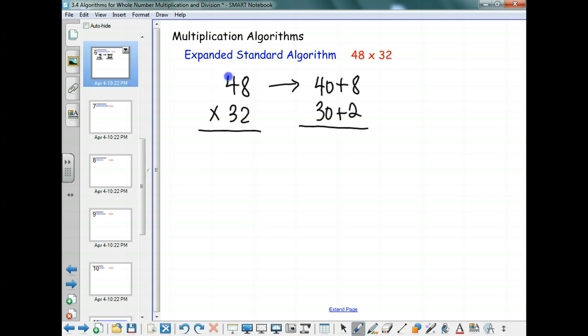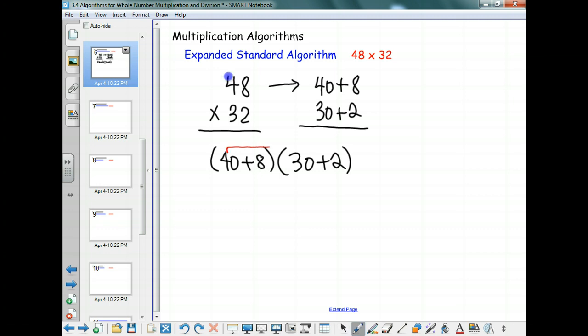Okay, make sure I don't jump the gun here. All right, so we're going to think about this as 40 plus 8 and 30 plus 2. And we're going to actually do something that you guys saw already happen on the board today. We're not going to do it with a formula, but we're going to do this kind of a binomial expansion. So we're going to think of this as 40 plus 8 times 30 plus 2. And we're going to FOIL, okay?